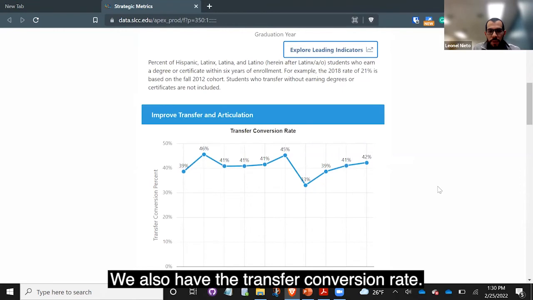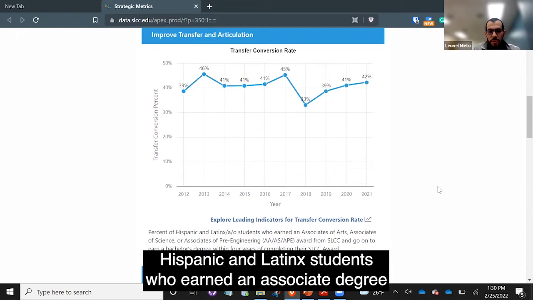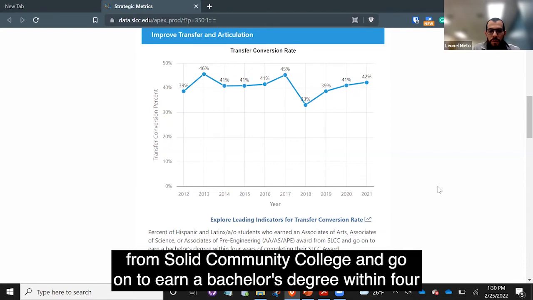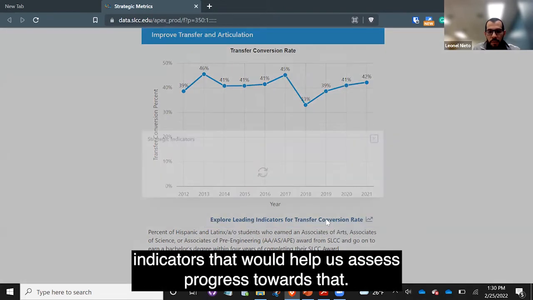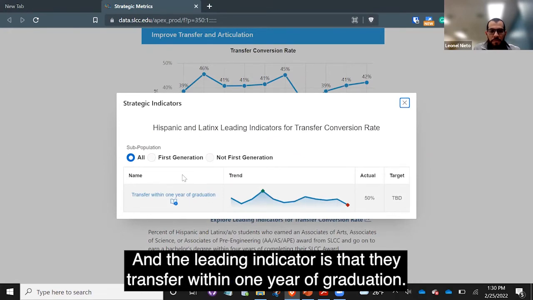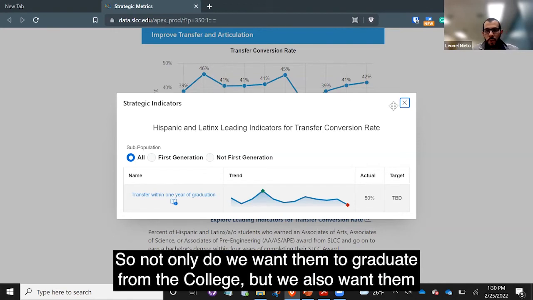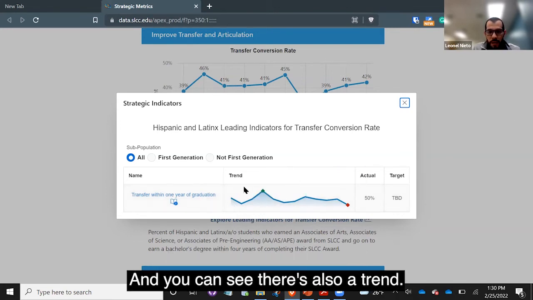We also have the transfer conversion rate. Again, this is the percent of Hispanic and Latinx students who earned an associate's degree from Solid Community College and go on to earn a bachelor's degree within 4 years after completing their award at the college. And again, we also have some leading indicators that would help us assess progress towards that. And the leading indicator is that they transfer within 1 year of graduation. So not only do we want them to graduate from the college, but we also want them to transfer within 1 year to a 4-year institution. And you can see there's also a trend, and we have the actual is 50%.